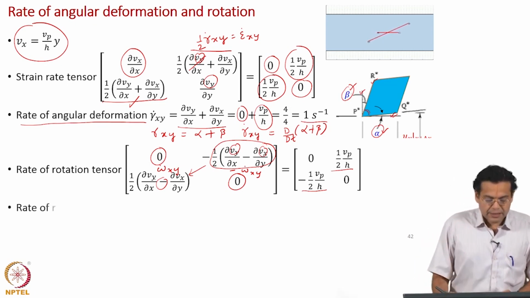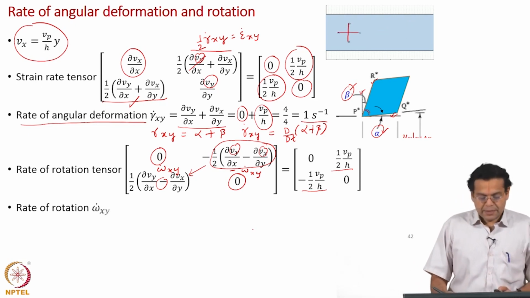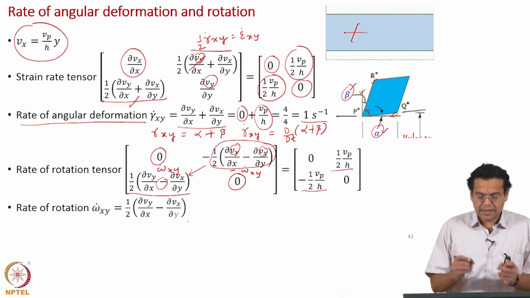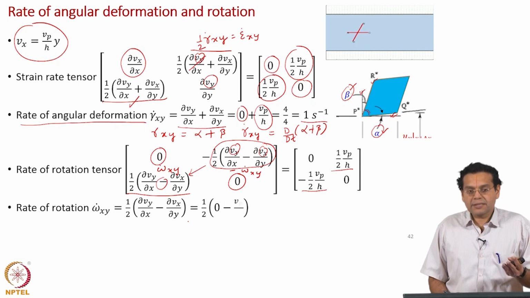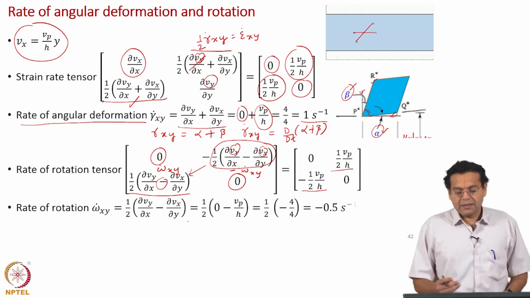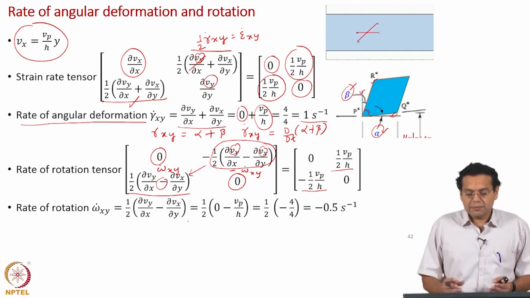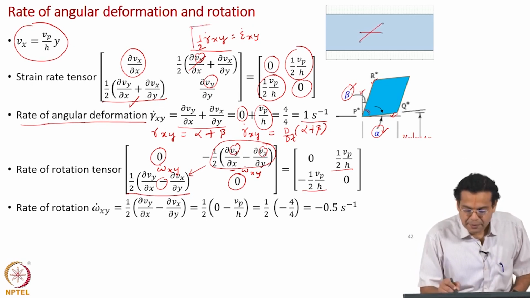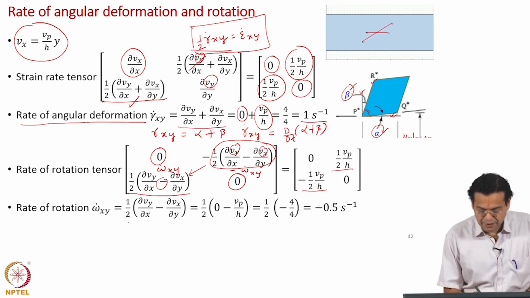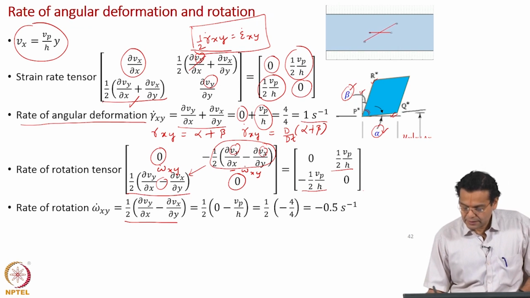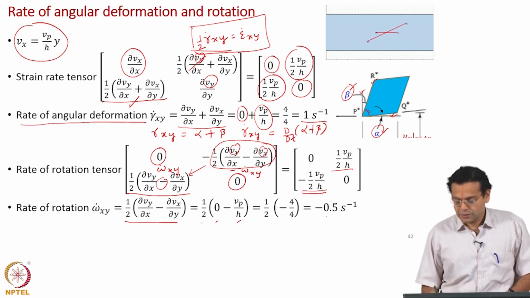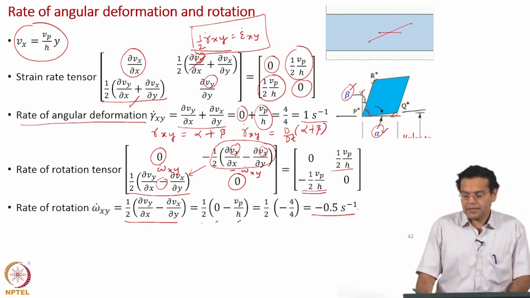Now, let us find out the rate of rotation. Rate of rotation omega dot xy is given by this expression. Remember, rate of rotation has that half in it. Rate of angular deformation does not have half in it, only epsilon dot xy has half in it. This can be a little confusing to begin with, but please note this relationship between epsilon dot xy and gamma dot xy. Now if you evaluate this, which I have already done, this term half and then 0 minus Vp by h, substitute the numerical values, you get minus 0.5 second inverse.